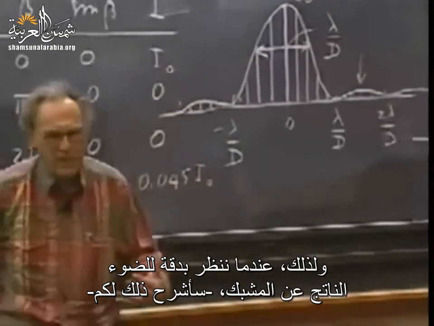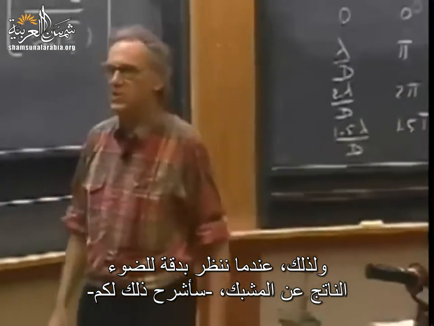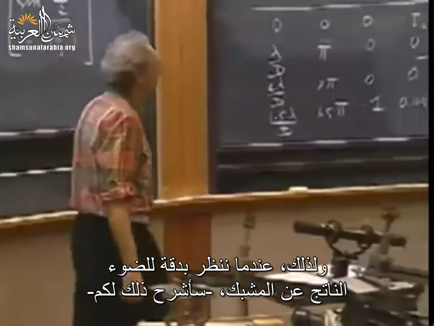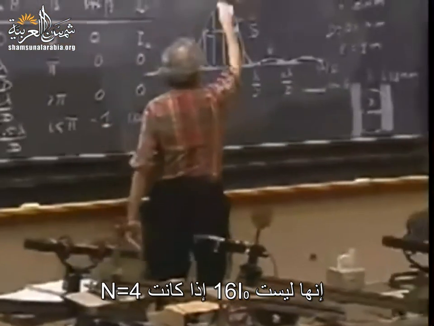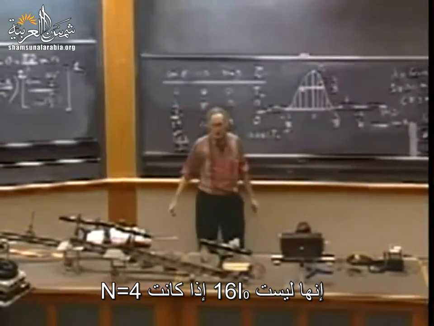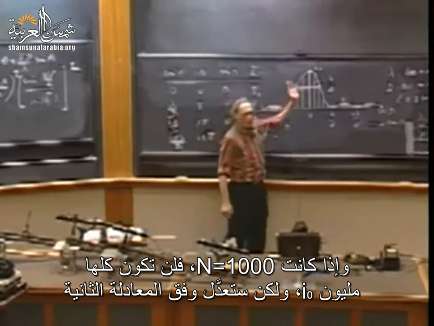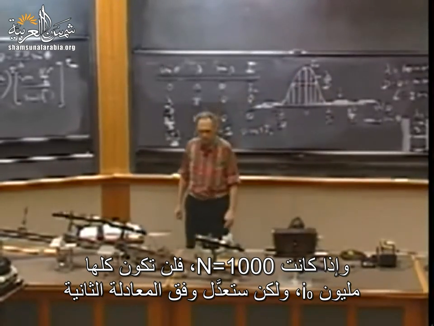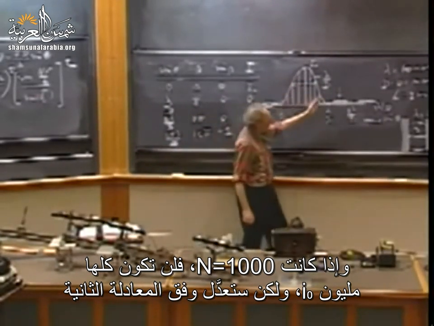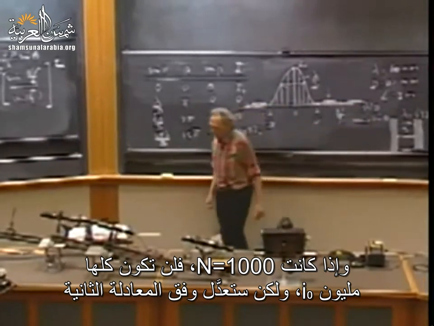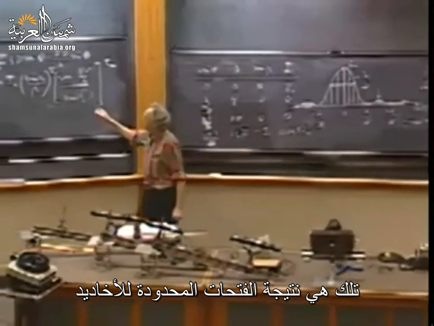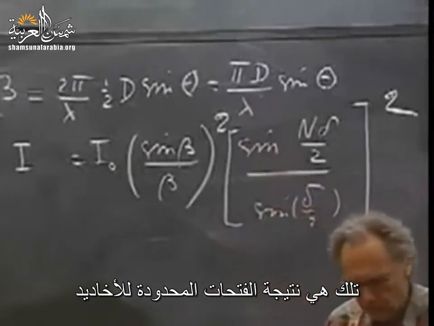And so when you look carefully at the grating lights, and I will demonstrate that to you, they are not all 16 times I0 if you had n equals 4. And if you have n equals 1,000, they're not all 1,000,000 times I0. But they have this overall envelope which modulates it, and that's the result of the finite opening of the grooves.